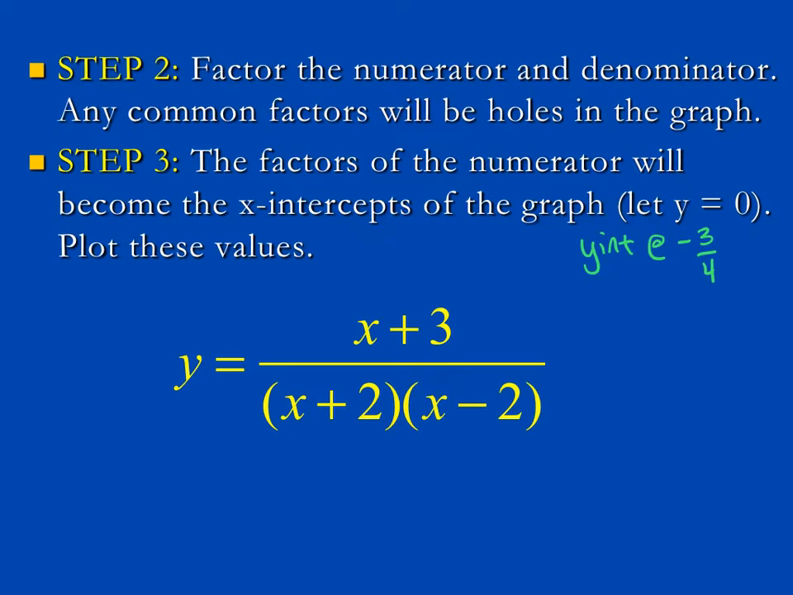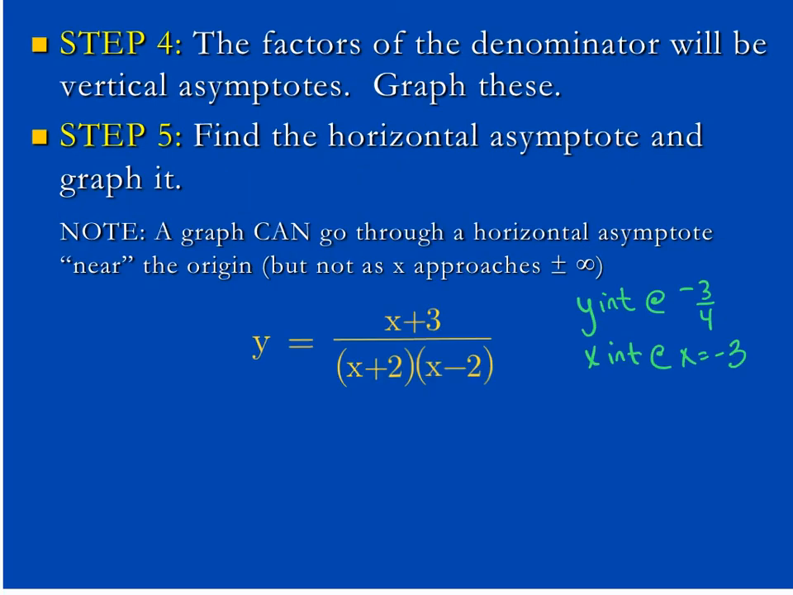So we factored this, and now the factors in the numerator will become the x-intercepts of the graph because I'm technically letting y equal 0. And if I let y equal 0, this fraction has to be 0, and that happens when the numerator is 0. So we have one x-intercept on this graph at x equals -3.